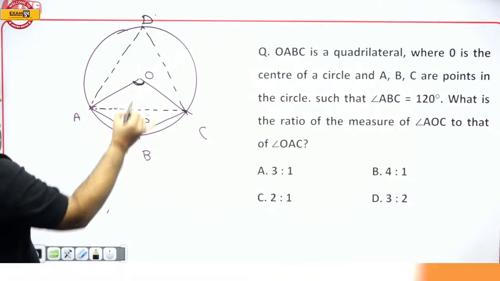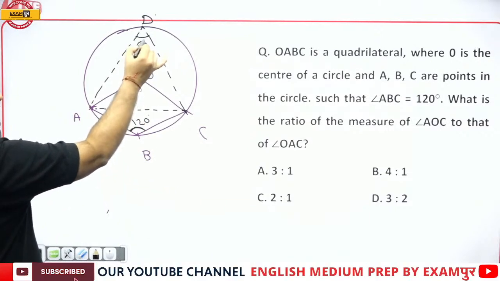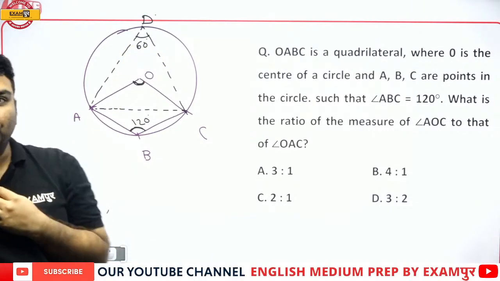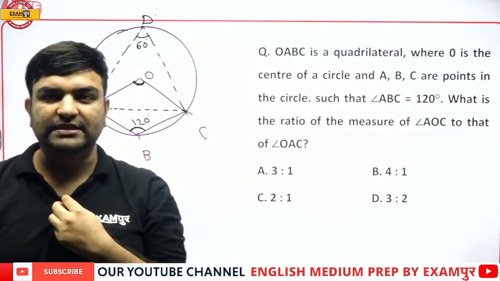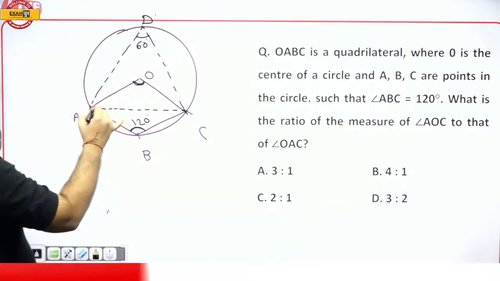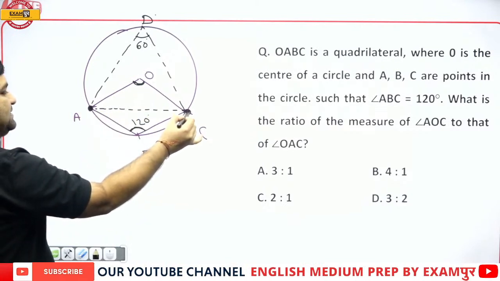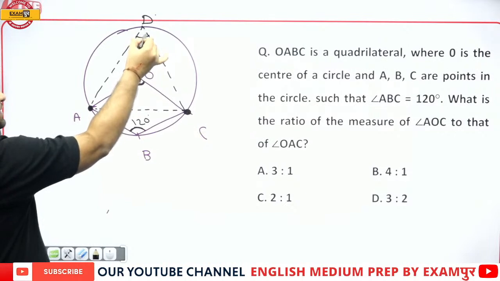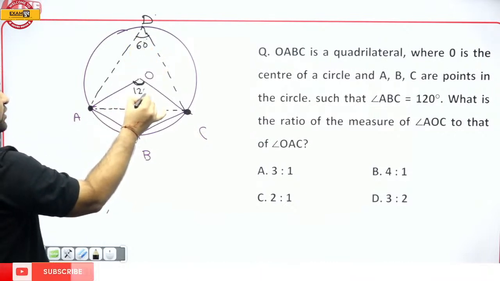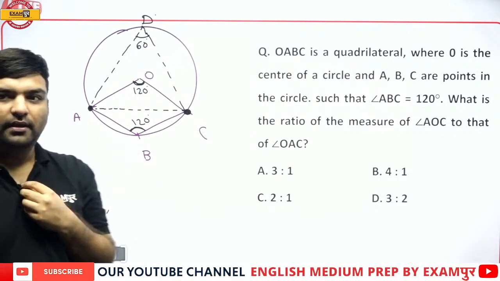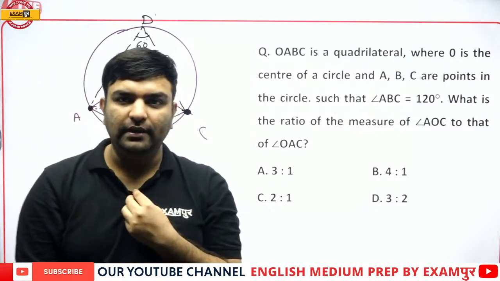If this is 120, this is 60 by the property of cyclic quadrilateral. Now, if the arc has subtended 60 at the circumference, it will subtend 120 degrees at the center.